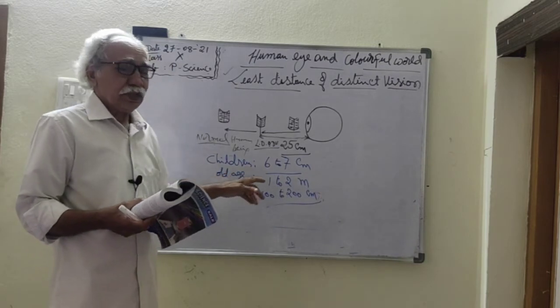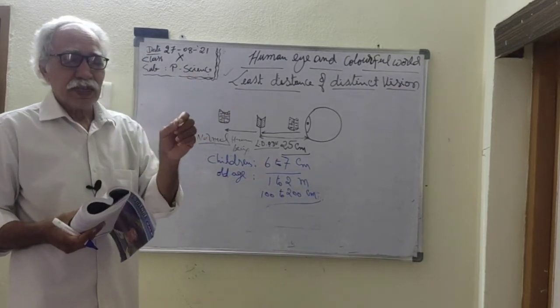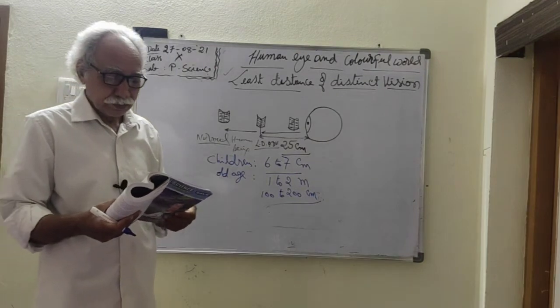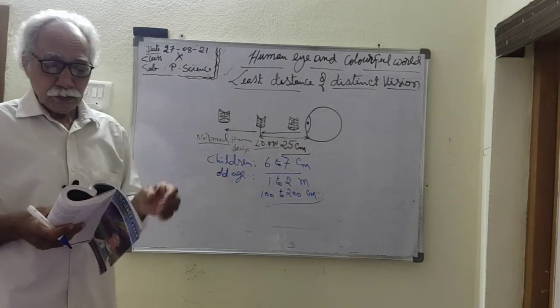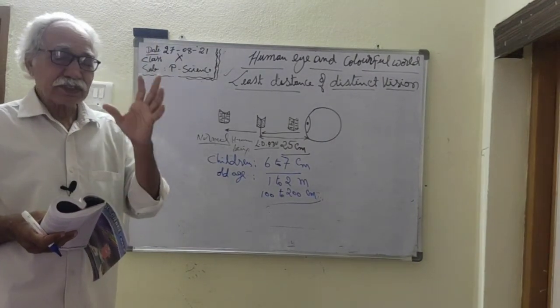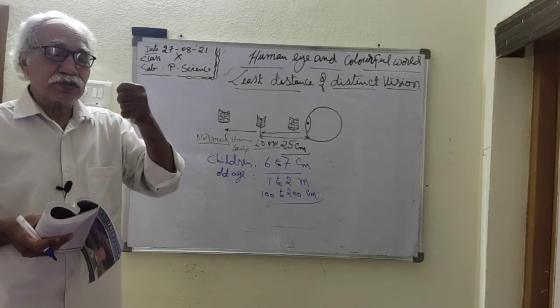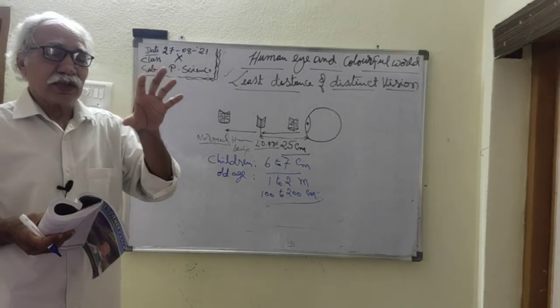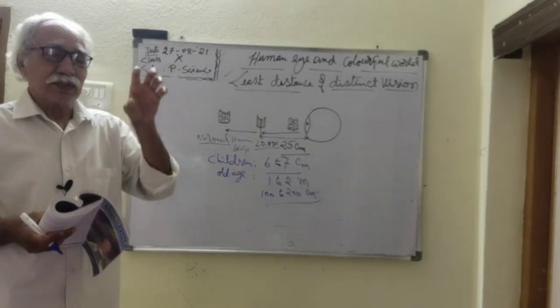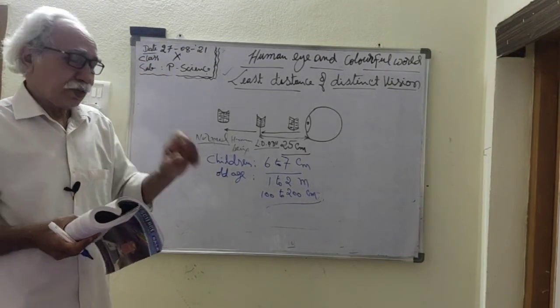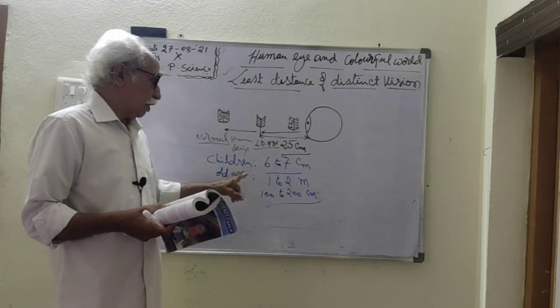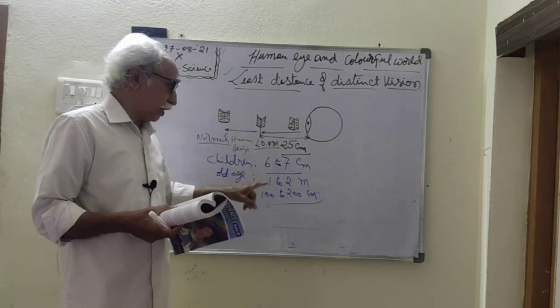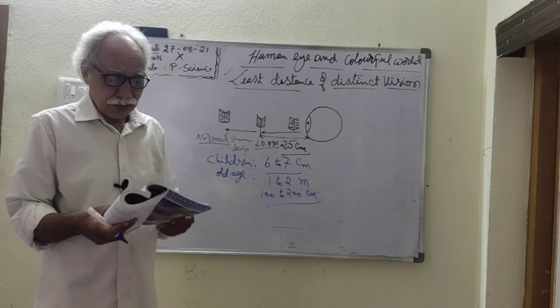In old age the muscles are stiffened. They cannot bear more strain, more pain, so these muscles are already stiffened because of age. Now the least distance of distinct vision is 1 to 2 meters, that is the reason.